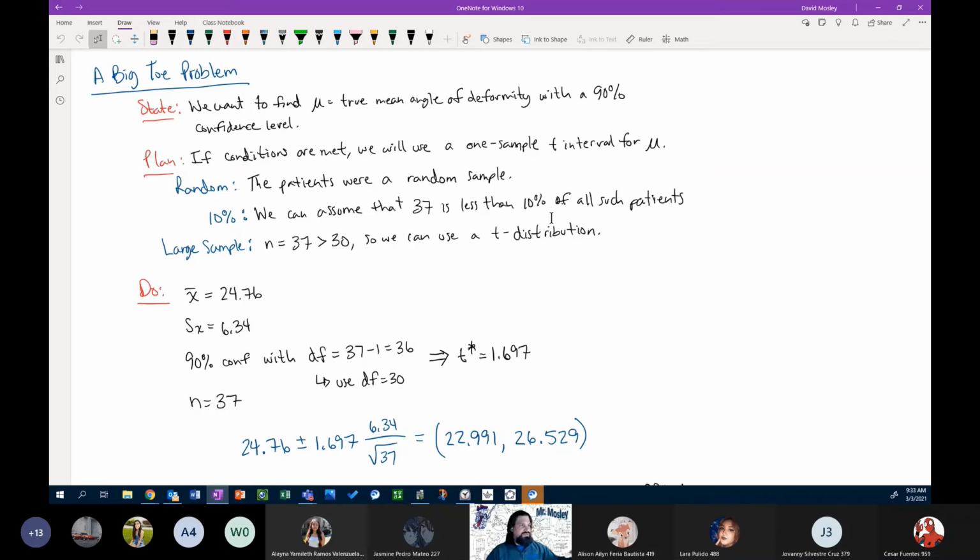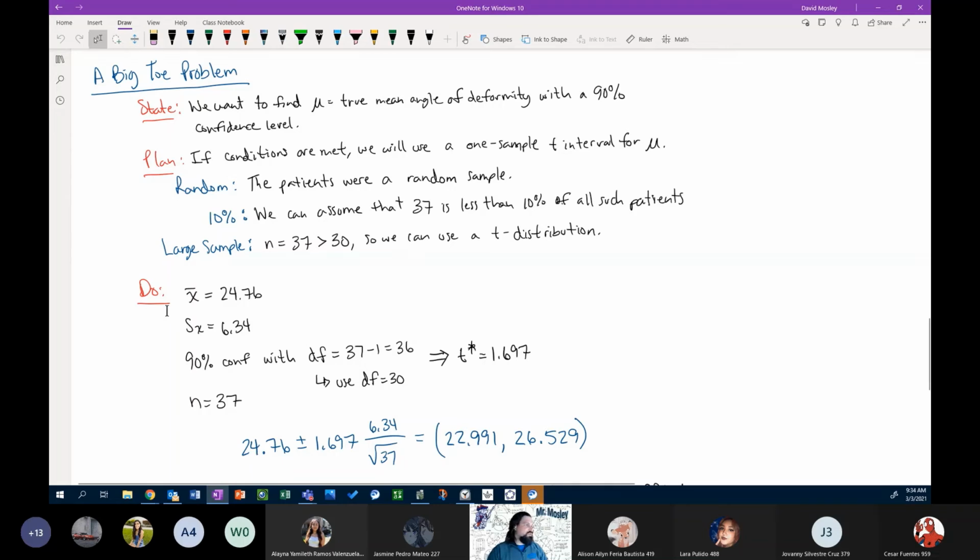met, right? The only time the 10% condition will not be satisfied, they're going to tell you what size the population is, so you can actually do that calculation and be like, oh, hey, that's not 10%, or that's more than 10%, right? Large sample, right? We don't know what the parent population is. We were told that this distribution was not skewed and didn't have outliers, but it also satisfies our large sample condition because 37 is greater than 30, so we can use the t-distribution.